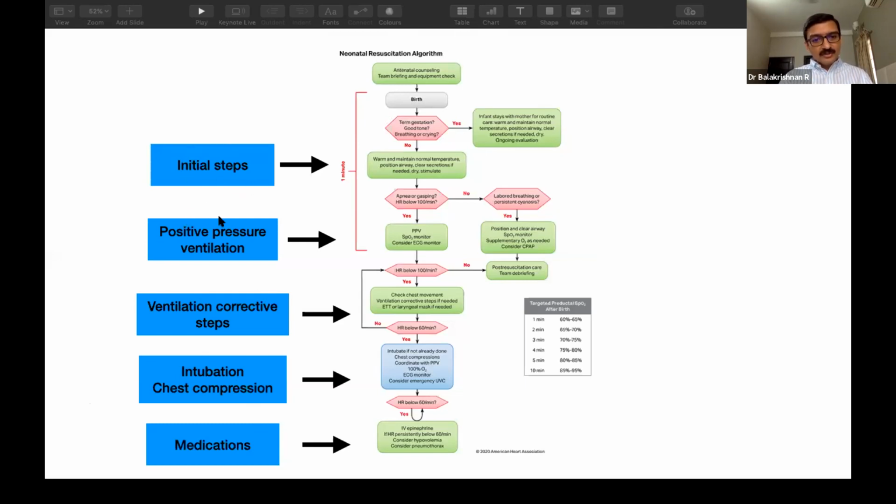Then, if the baby is not responding, we give positive pressure ventilation, then assessment. If the baby is still not responding, we have to make sure the ventilation we are giving is effective by doing the ventilation corrective steps. And in spite of effective ventilation, if you're not able to achieve the desired response, then we go ahead with intubation and chest compression. Still no response, then we go ahead with medication. At no point should we miss out on these sequential steps, and always positive pressure ventilation comes way ahead.